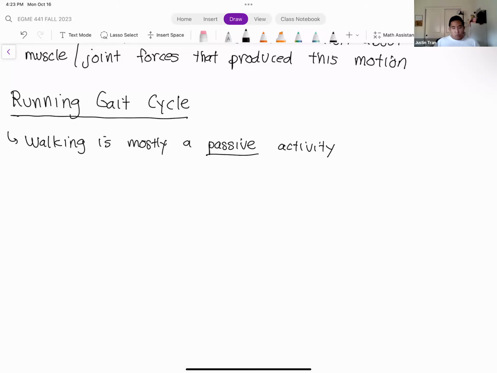All right. Running, of course, is going to be the opposite. Running is a lot more active, and when you see graphs of its kinematics, its energetics, its dynamics, you'll start to see why. The way that it's more active is that your muscles are a lot more involved when you're running than when you're walking.